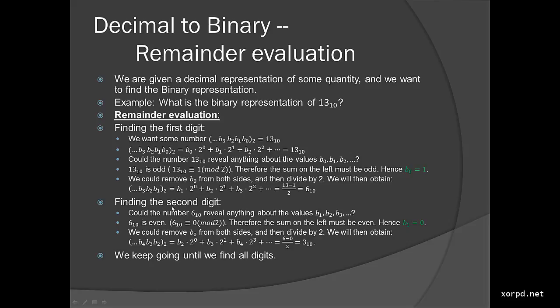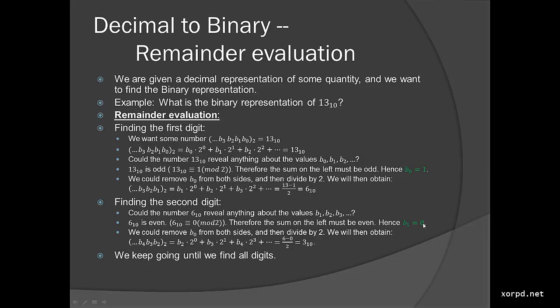Let's try to find the second digit. Again, we ask the same question. Could the number 6 reveal anything about the values b1, b2, b3? And the answer is, of course, just like before. 6 is even, and mathematically speaking, we could say that 6 is equivalent to 0 modulo 2. Therefore, the sum on the left must be even. Which sum are we talking about? Just like this sum, we could create an equivalent sum here. We have to get that b1 is 0.